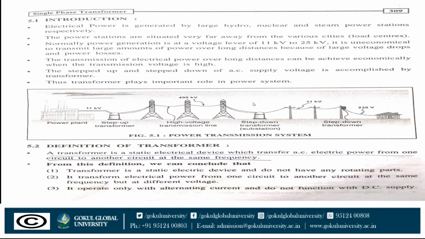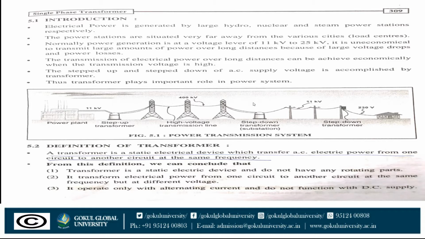Normally the power generation is at a voltage level of 11 kV to 25 kV, and it is uneconomical to transmit a large amount of power over long distance because of large voltage drop and power losses. So what we have to do is step up the voltage. The transmission of electric power over long distance can be achieved economically when the transmission voltage is high.